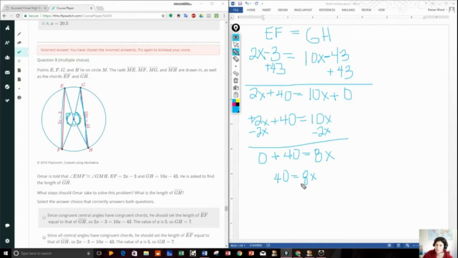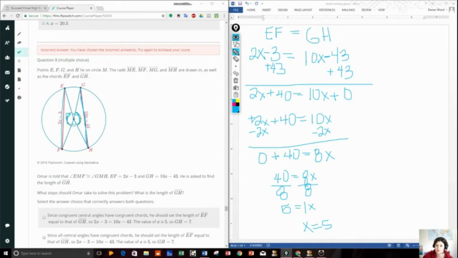All right, so anything with multiplication, our goal is to make a value of 1. So 8 times x, we're going to divide by 8 and divide by 8. 40 divided by 8 is 5 equals 8 divided by 8 is 1. That was our goal, and we still have x. So x is equal to 5.